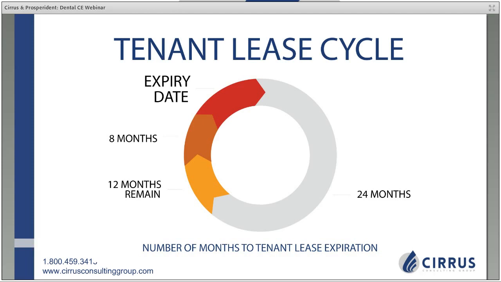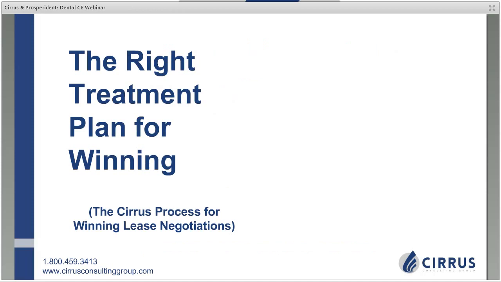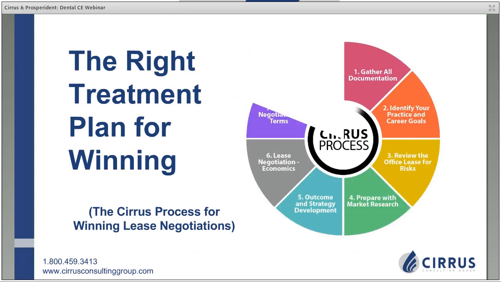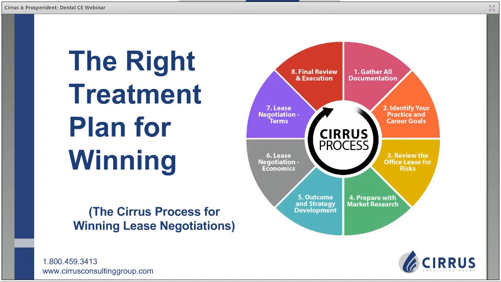The reason we recommend starting the process 2 years out is because as a dentist, if you were to pick up and relocate your practice, it's usually a year-long process, and most landlords are aware of that. So the earlier you start the negotiations, the more leverage you will have with your landlord. So we do recommend, it's arguably one of the more important things you will learn this morning, start the negotiation process 2 years out.